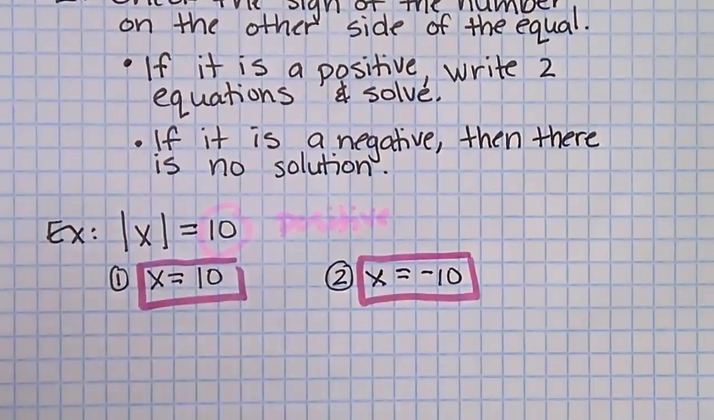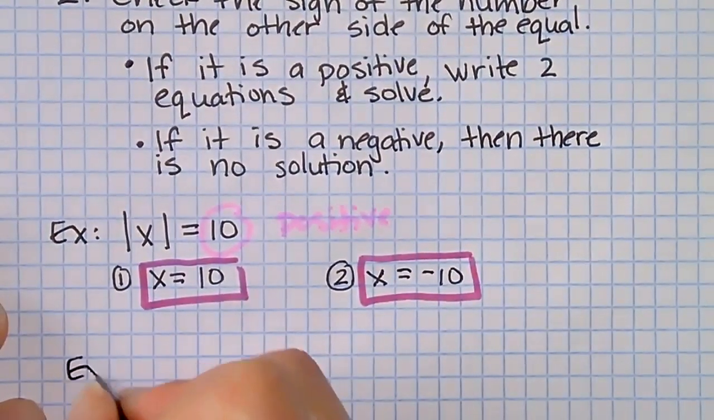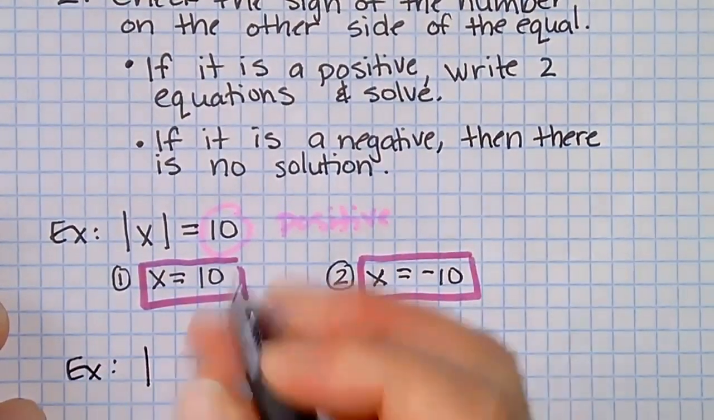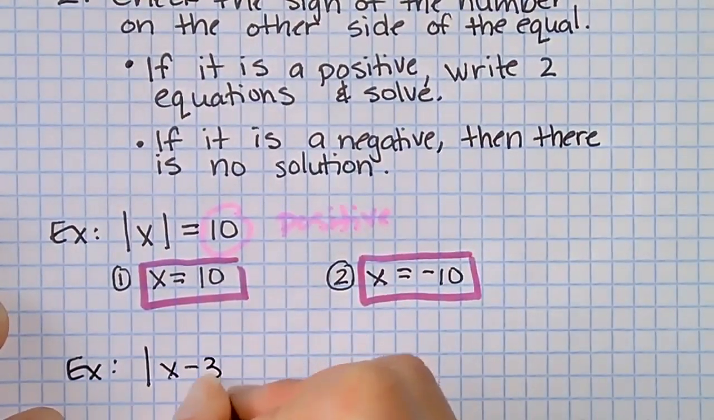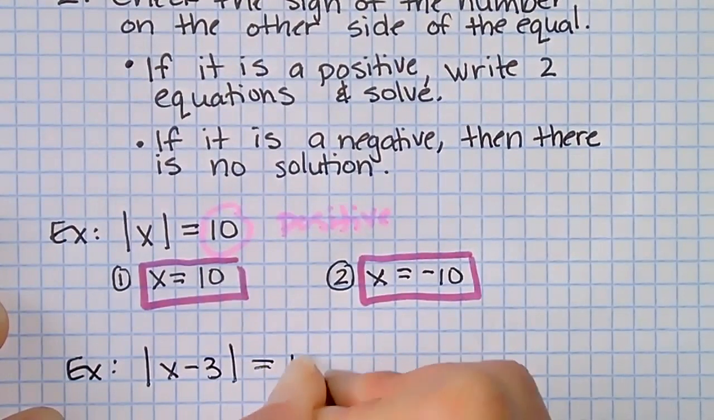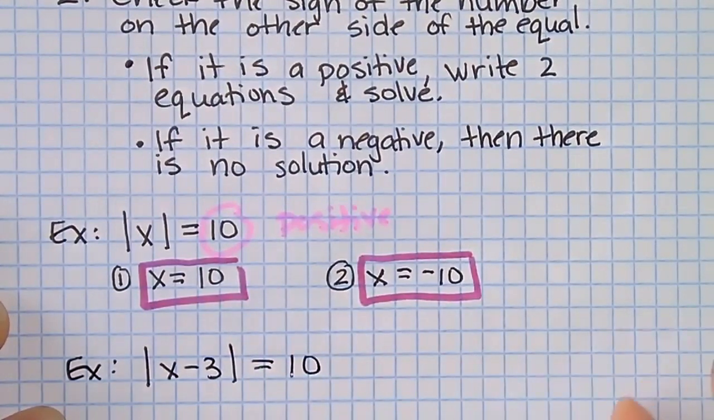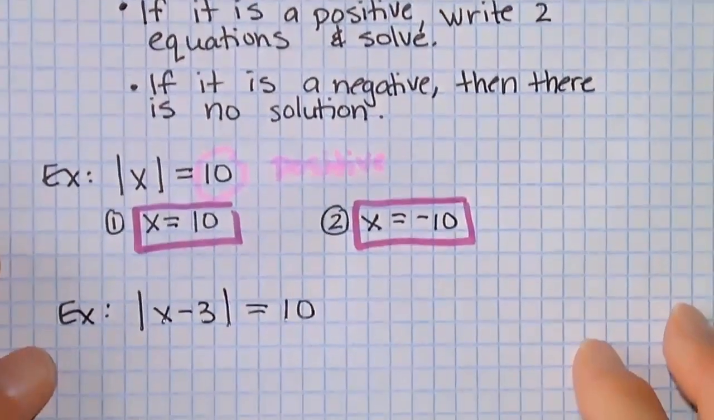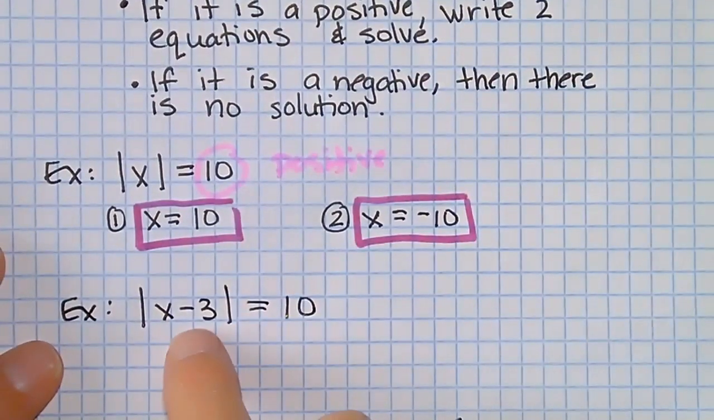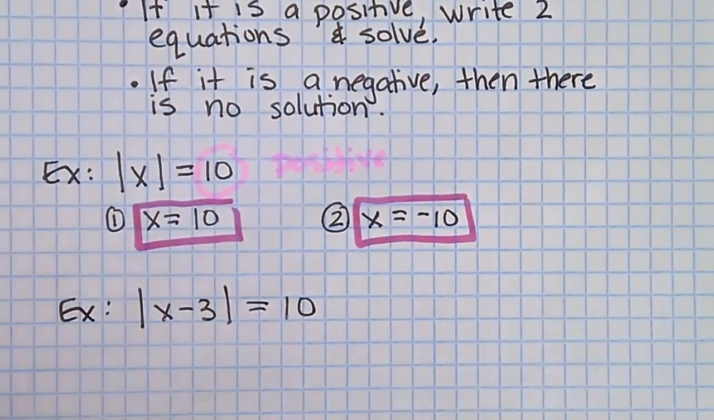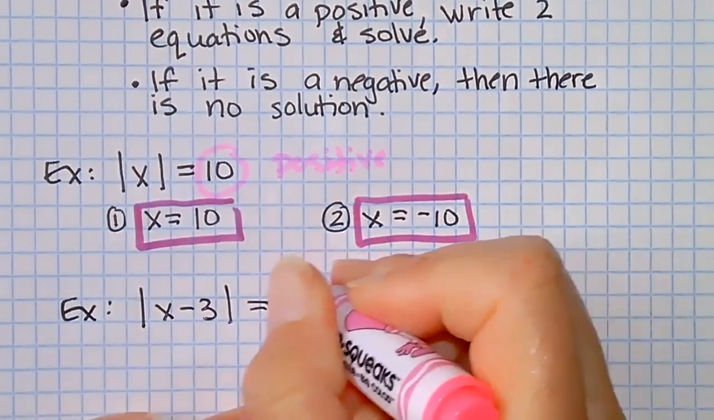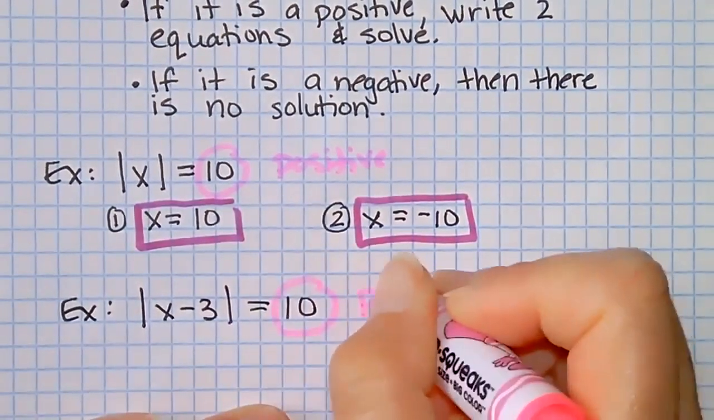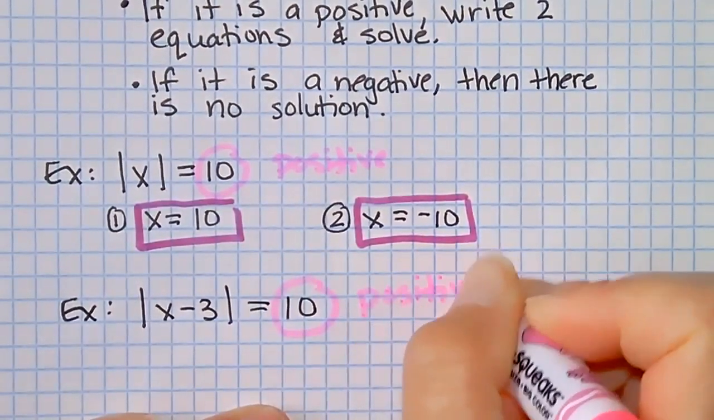So let's try one a little bit more complicated. Let's say, for example, we have the absolute value of x minus 3 is equal to 10. Again, you want to make sure that your absolute value is isolated. It is. And then you want to check the sign over here. You want to check to see the sign. And again, this is positive.